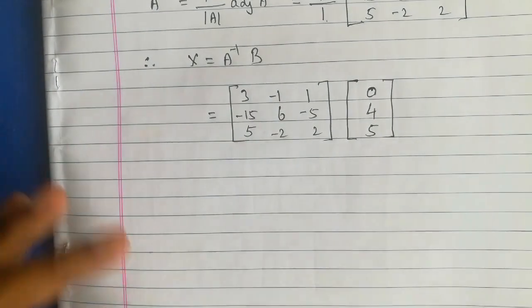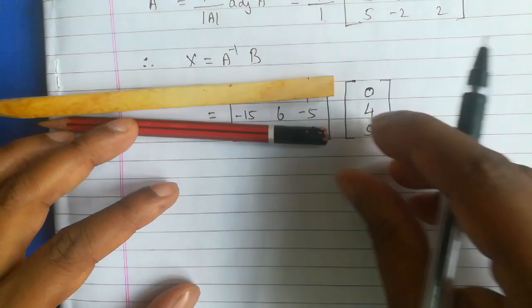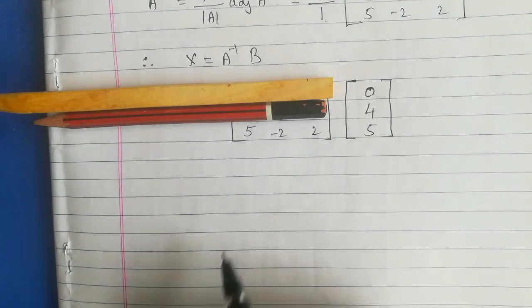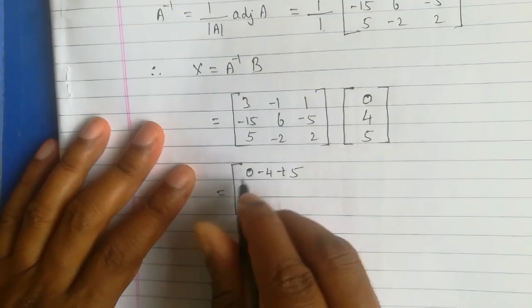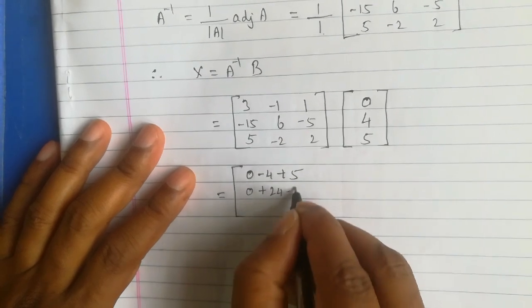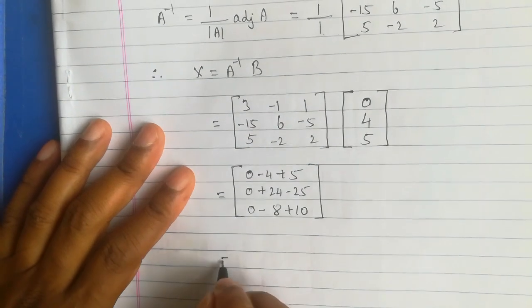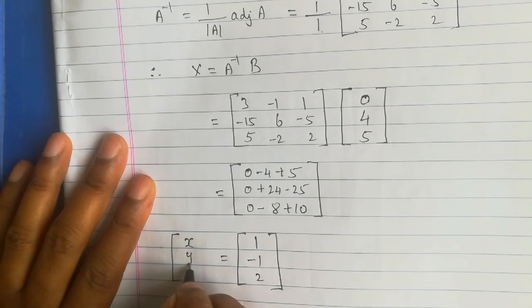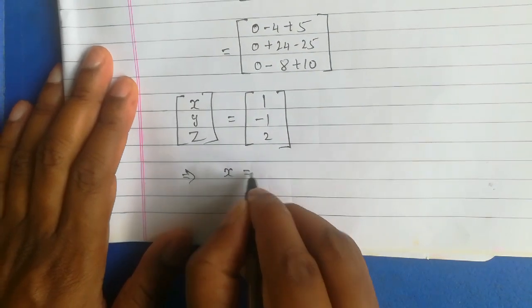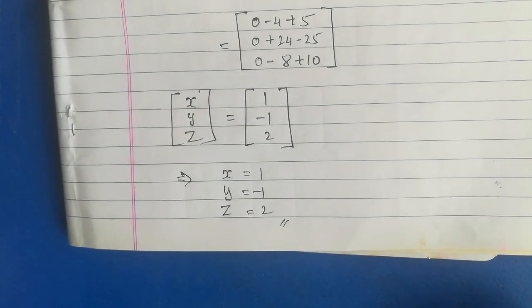Now we have to multiply this. We know this multiplication. Take the first row, multiply with that column. And we'll take this term and we'll multiply. Next, we'll take this and then we'll multiply. Plus 24 minus 25, 0 minus 8 plus 10. Simplify this. 1 minus 1, 2. This is x, y, z, which implies x equal to 1, y equal to minus 1, z equal to 2. By simplification, we got this.